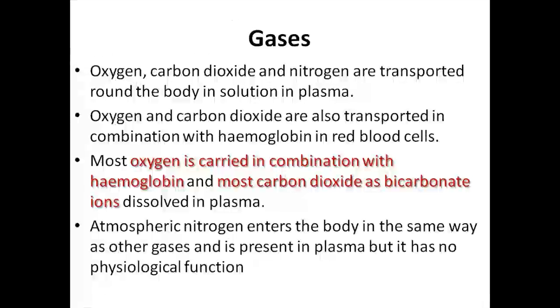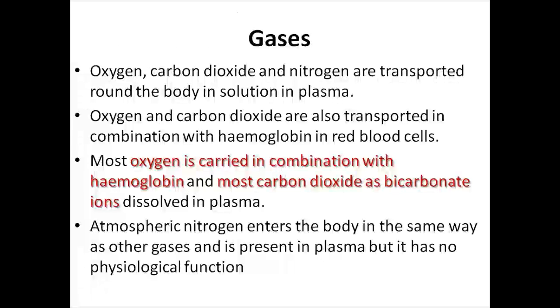But also, we have gaseous exchange. The blood offers a means of transportation of gaseous material from the site in which these gaseous materials are produced. So oxygen, carbon dioxide, and nitrogen are transported around the body in solution in plasma. Oxygen and carbon dioxide are also transported in combination with hemoglobin and red blood cells. So we have these three gases, which, before they can be taken to different parts of the body, have to be converted into solution within the plasma, so they can be taken from the site where they are produced to other parts of the body.